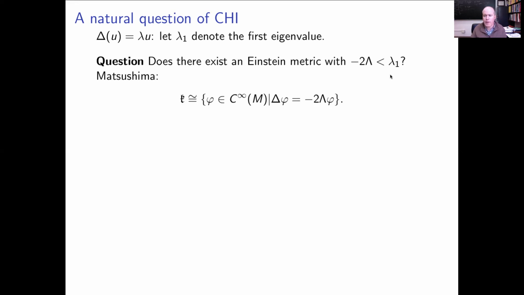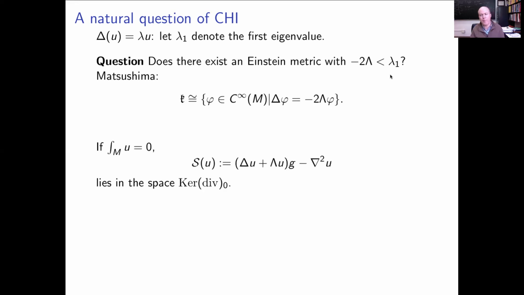Now, why were they interested in this? Well, this construction is going to come up later in the talk as well. If you take a function, say, with mean value 0, there's a natural way to cook up a symmetric 2-tensor. Let's call this map S of u, S for symmetric. You take this multiple of the metric and subtract off the Hessian of u, and a direct computation shows this lies in the space ker div 0.